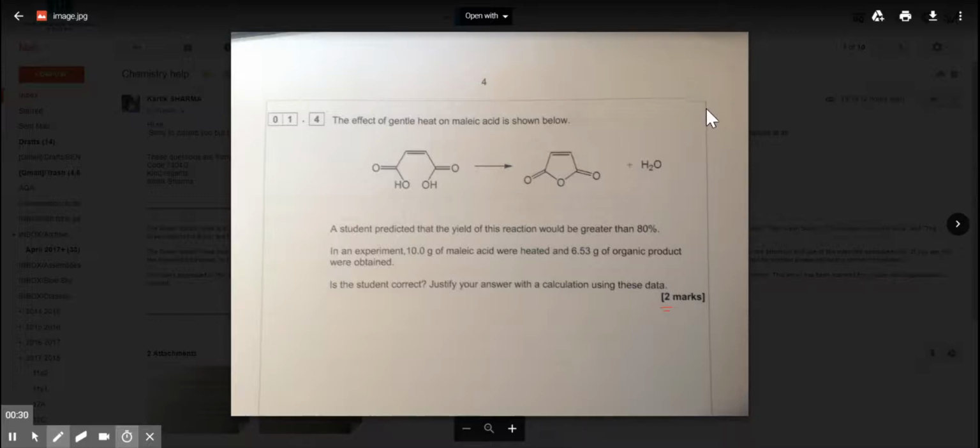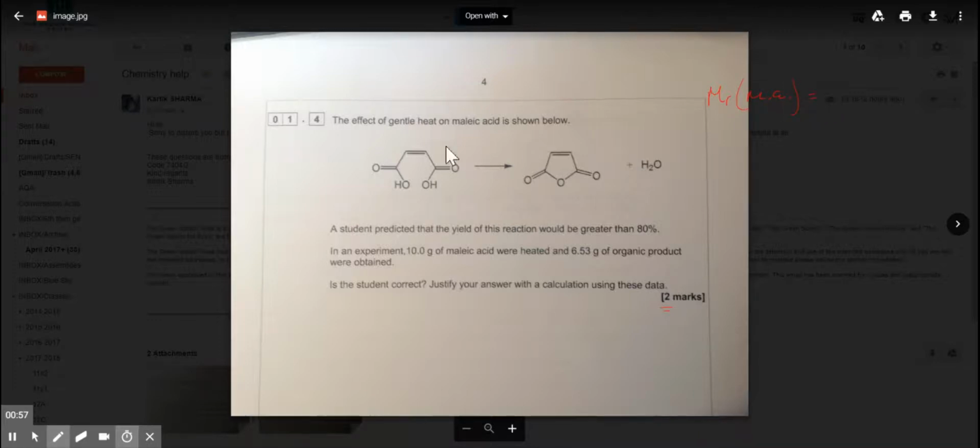So you're going to need to know the MR of maleic acid because you need the moles, right? We need the moles of this so that we can work out the moles of that you could make if 100% yield, and then you work out the grams of that. And then we can work out the yield. So MR of maleic acid, let's call maleic acid MA.